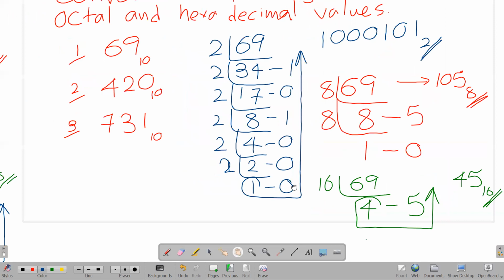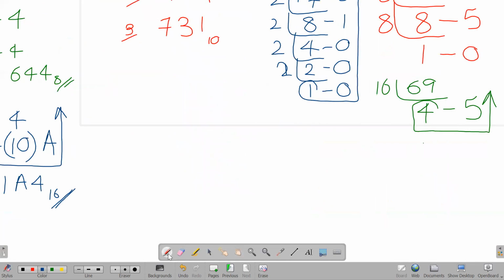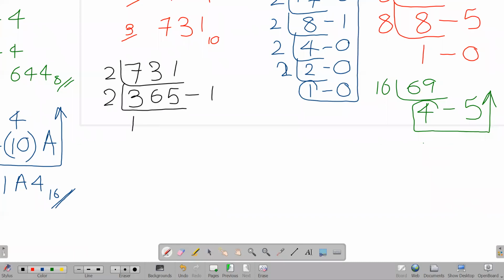So we are going to do the 731 calculation over here. So yes, use the black. 731 will be a big value. We are going to divide it by 2. So it's going to be 365, and 1 is remaining. We are doing it again by 2: 182, and 1 is remaining. Again by 2: 91, and 0 is remaining.